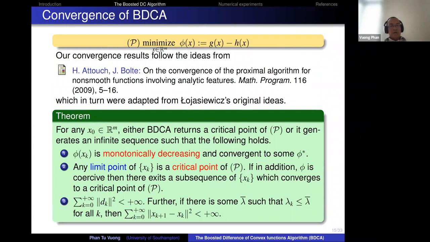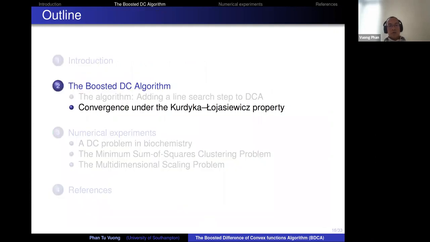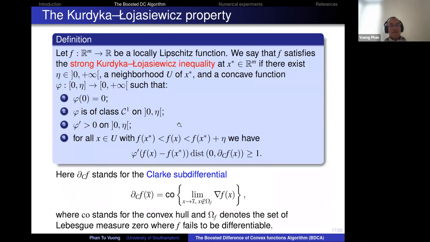So for the convergence of the whole sequence, we need the Kurdyka-Lojasiewicz property, which is defined as follows. The function f is a locally Lipschitz function, and we say that f satisfies the strong Kurdyka-Lojasiewicz property if there exist eta, a neighborhood U of x star, and a concave function phi such that these 4 conditions are satisfied. The most important one is the 4th condition, saying that the derivative of phi at f(x) minus f(x star), times the distance from 0 to the Clarke subdifferential of f at x, is greater than or equal to 1.